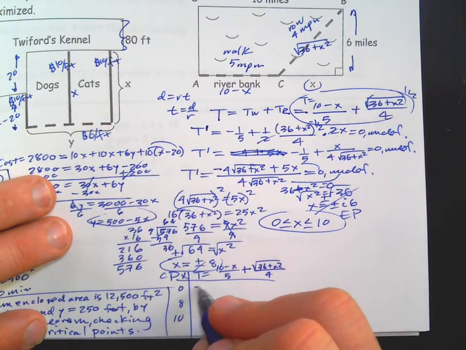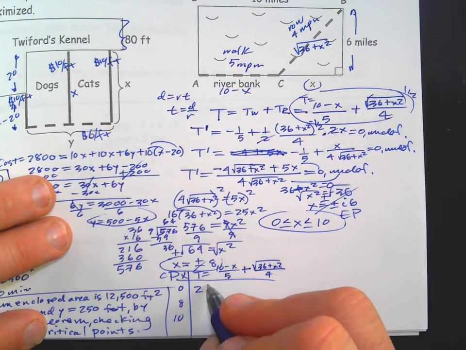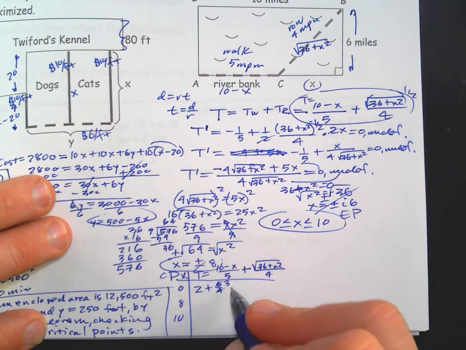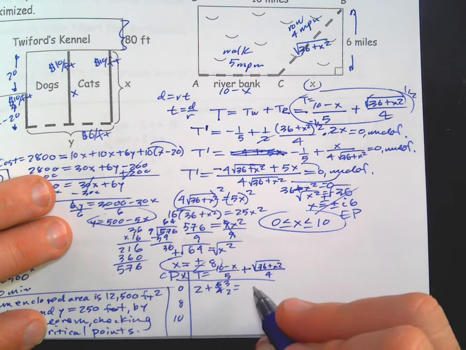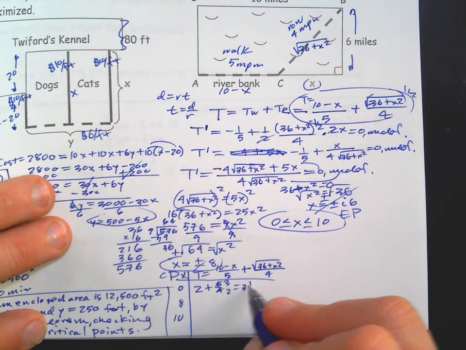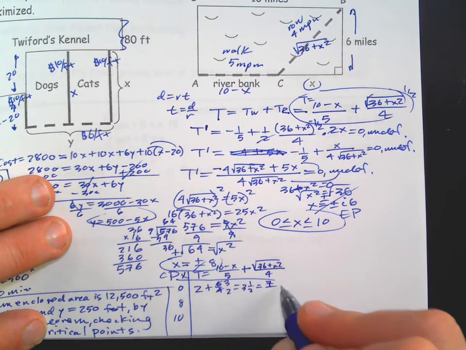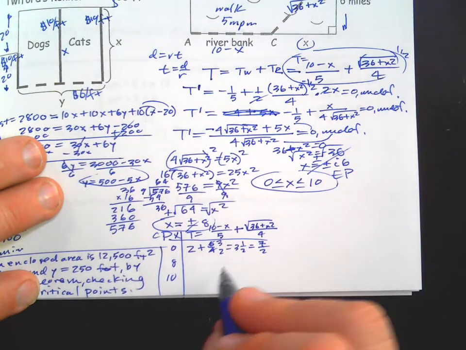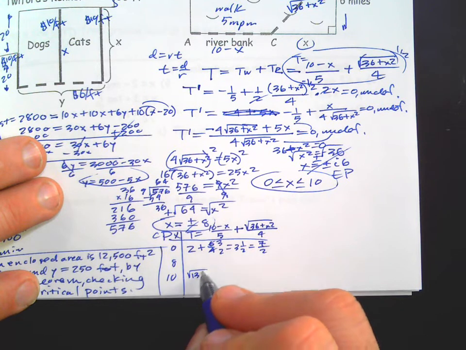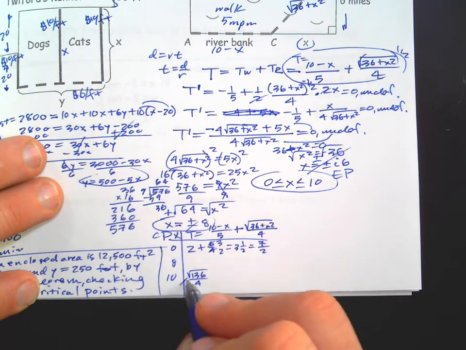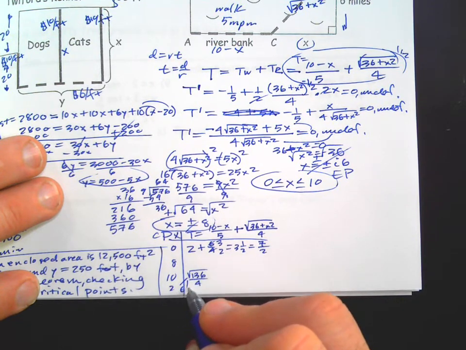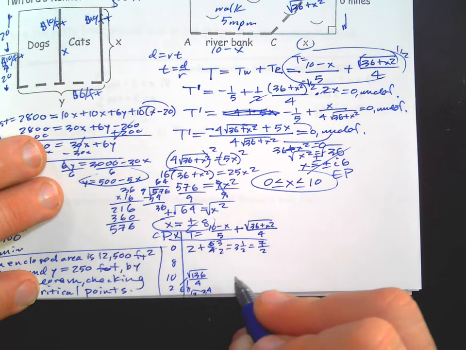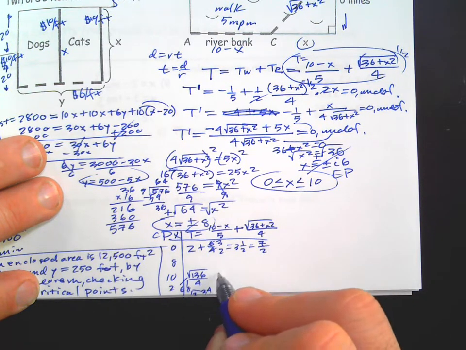Zero is going to give you 2 plus 6 over 4, which is 3 halves. So it's going to be 1/2, 3 1/2, or 7 halves. If you plug 10 in, you get 0 square root of 136 over 4. I think we take 2 times 68, 2 times 34. So we could take a 2 out.